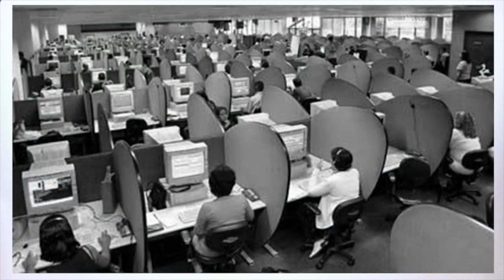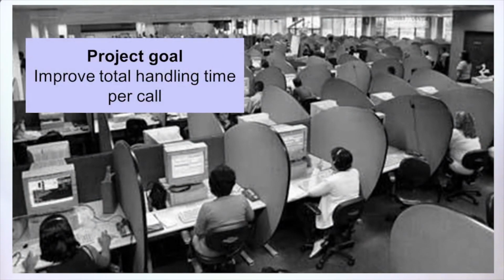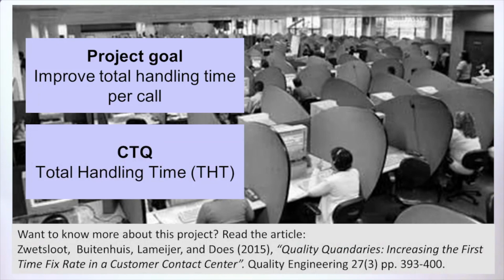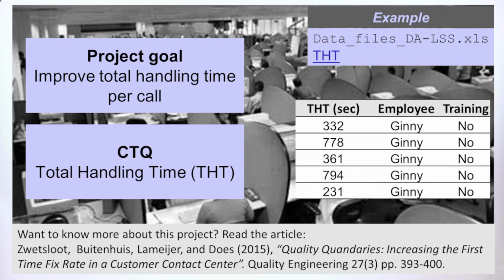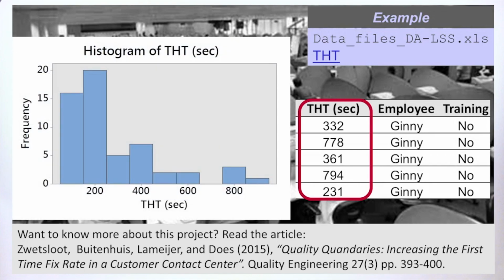For that, we first go back to a call center, where a project is started to improve the total handling time, which is the total time that an employee is busy with answering a call. The CTQ is therefore total handling time. And you gathered data about this process, and one of the variables is the total handling time. This is what it looks like. In this video, I will show you how to fit a distribution to this data.